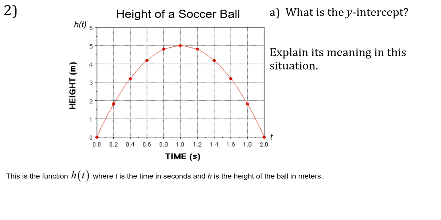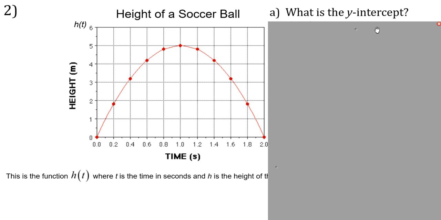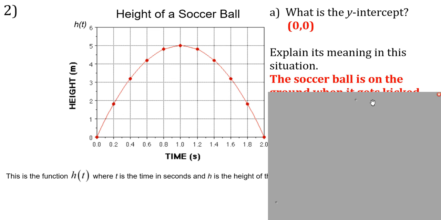Our first question says, what is the y-intercept, and explain its meaning in the situation? We do have a y-intercept, and our y-intercept is at (0, 0), which is also serving as an x-intercept. And what is the meaning in the situation? Well, it means the soccer ball was on the ground when it was kicked. So at time 0, the height was 0.